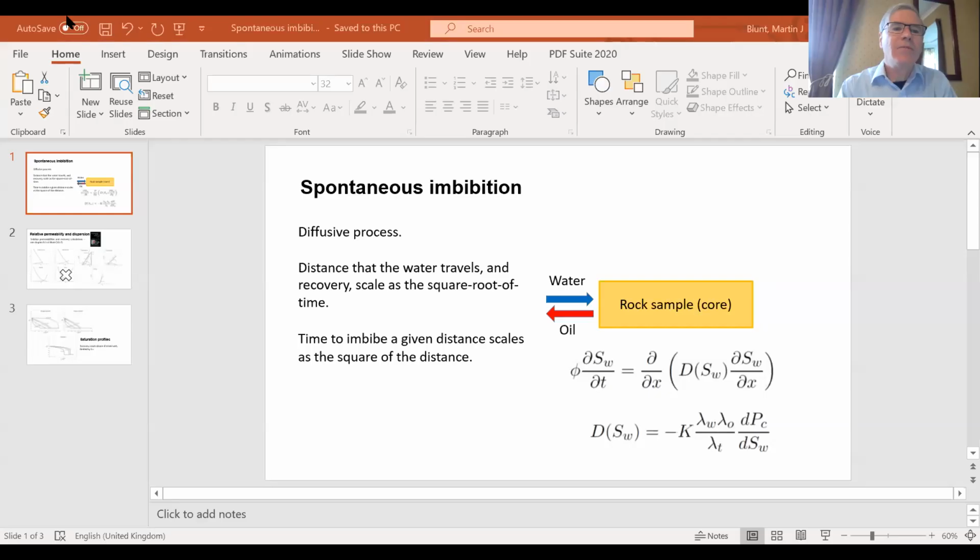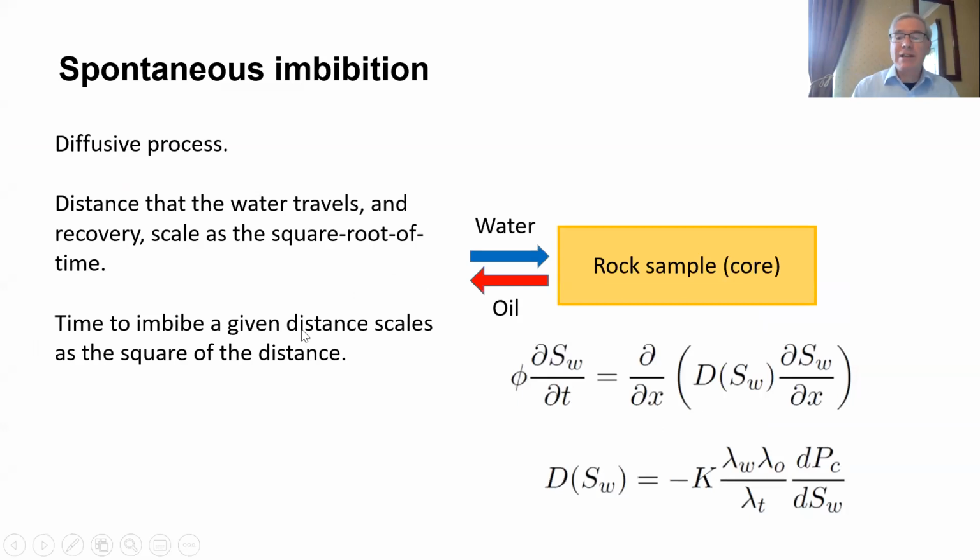Okay, so here, this is spontaneous imbibition. Let's just go through the physics so you don't get lost in the mathematics. It's a diffusive process. What that means is the distance the water travels, and the recovery, because how much oil comes out is related to how much the water's gone, scales as the square root of time. So if it's Buckley-Leverett, it's linear.